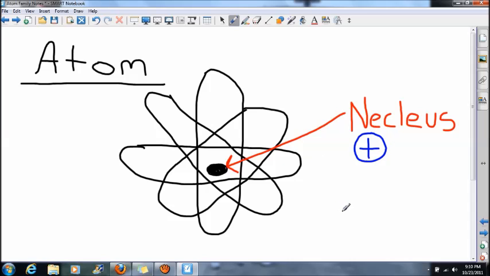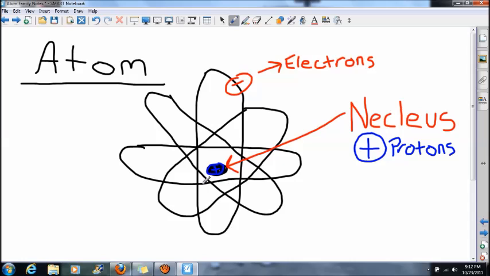You can find those in the nucleus. And around the outside of the nucleus, we can find electrons. So they kind of hang around out here. So we can just draw a couple out here. Protons found in the nucleus, electrons found around the outside.